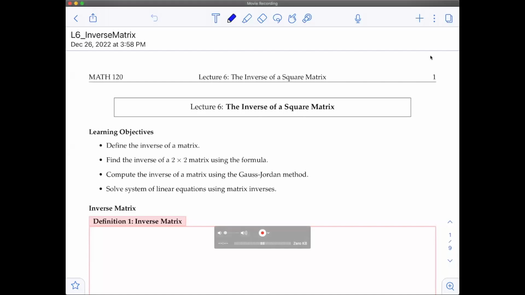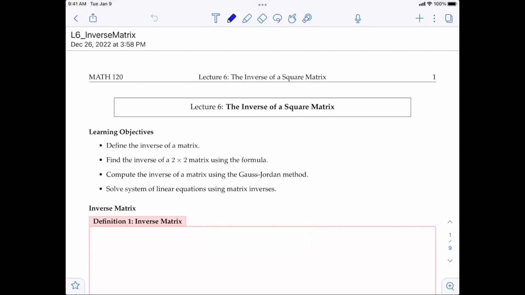Hello everyone, this is lecture 6, the inverse of a square matrix, or for short, the inverse of a matrix. In this lecture, we're going to learn how to define the inverse of a matrix, and learn the technique to find the inverse of a 2 by 2 matrix using a formula. Then we're going to learn that we can apply the Gauss-Jordan elimination method to obtain the inverse of a matrix. Later, we're going to use the inverse to solve systems of linear equations.